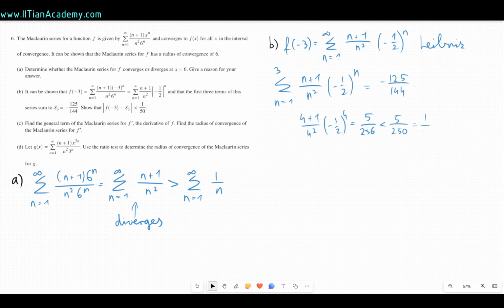So this here is 1 over 50, and therefore we can show that this function, up until 3, so these first 3 terms sum, has an error of at most 1 over 50, because the error is at most the next term in the sequence. And therefore, what we can say is that f of minus 3 minus s of 3, so the approximation, has an error of at most 1 over 50.